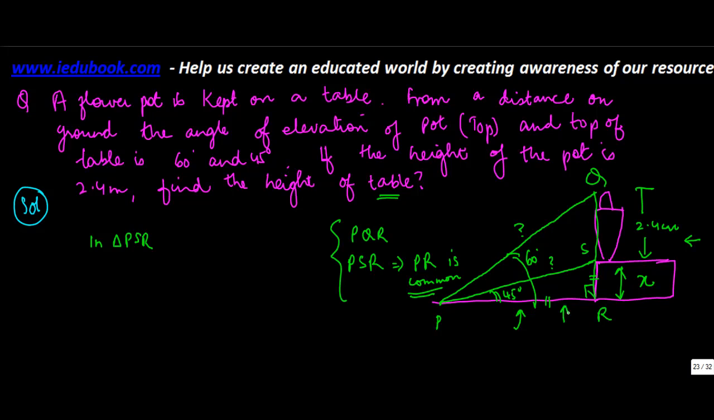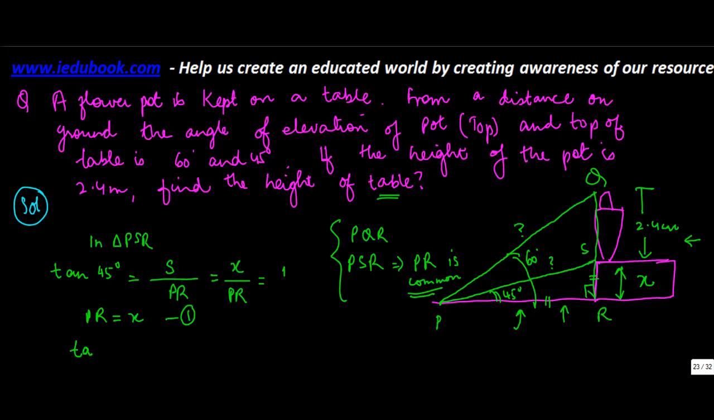So the relationship between them can be represented as tan 45 degree is equal to SR upon PR. SR I have taken as x, PR I don't know, and tan 45 degree is 1, or PR is equal to x, right? Let's put this as equation 1.